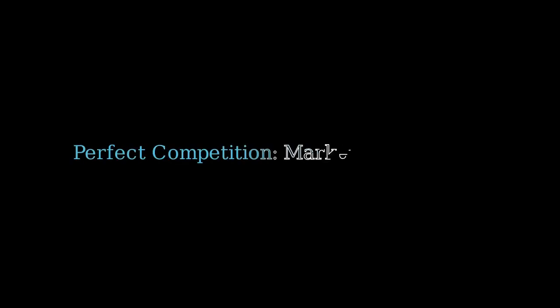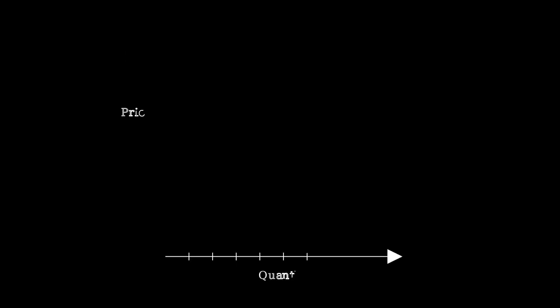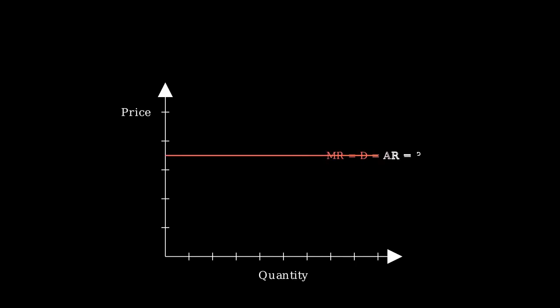Let's talk about how firms enter or exit a perfectly competitive market and how the market adjusts over time. In a perfectly competitive market, there are many firms, all producing identical products. No single firm can influence the price; they're all price takers. Take a look at the graph of a perfectly competitive firm below.